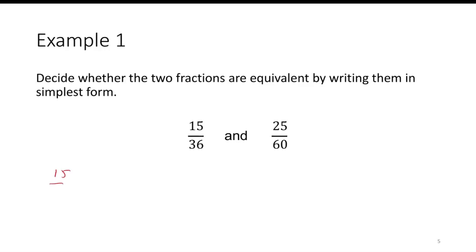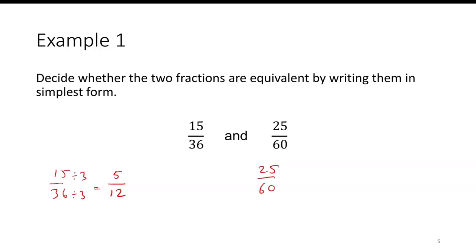So 15 over 36, both of those numbers are divisible by 3. So let's divide by 3. 15 divided by 3 is 5. 36 divided by 3 is 12. So that's 5/12.